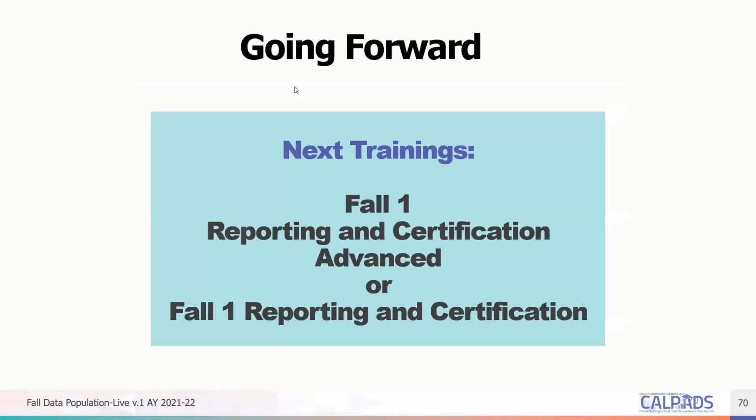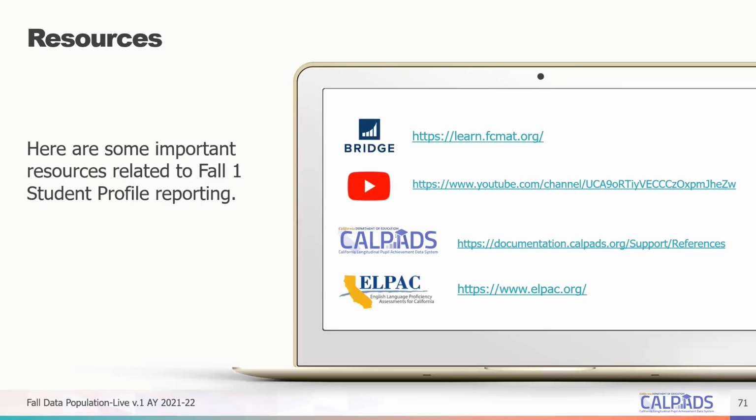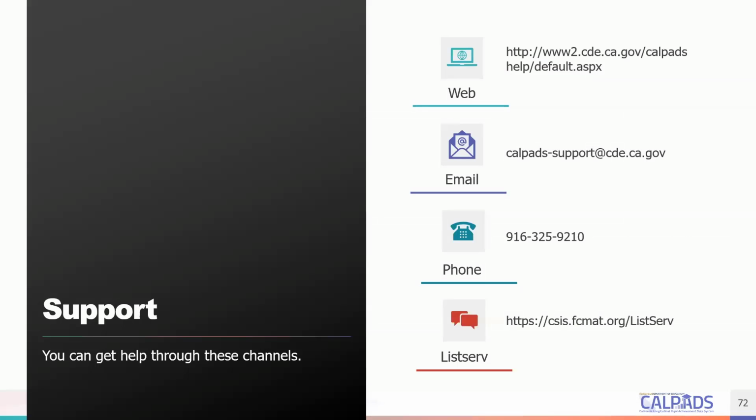Going forward, your next training should be Fall 1 reporting certification, advanced, if you're experienced. If you're new, go to the regular Fall 1 reporting certification training. We showed you many resources and where to get them. So if you're looking for support, contact the service desk. Here's a hierarchy of support. We encourage you to use the web form at the top. It's the fastest, most direct way to get the guys and gals at the service desk.